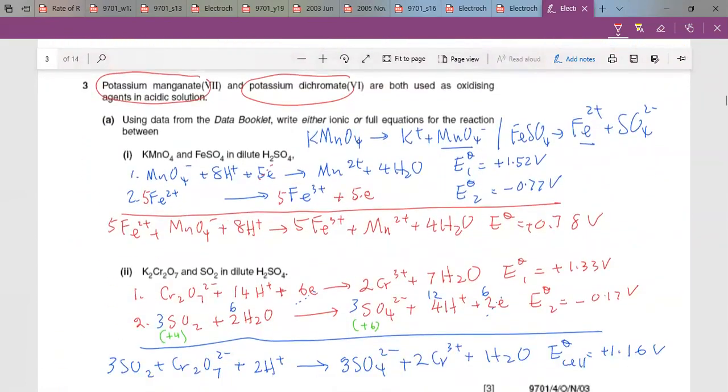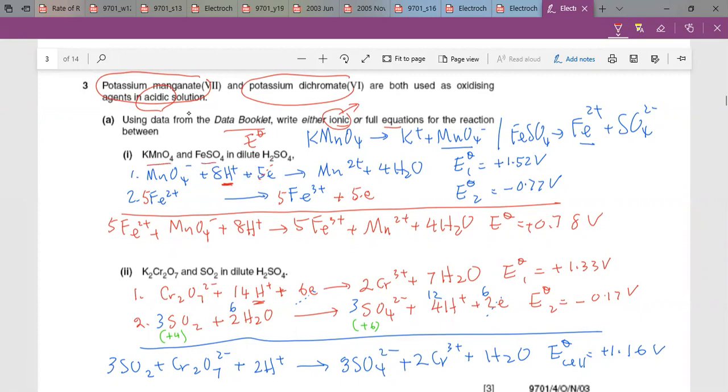So now, both use an acidic solution. Why? Because there is always H plus. You got H plus, and the dichromate. So now using the data in the data booklet, of course using your standard electrode potential, write either the ionic or full equation. Ionic is easier because in the data booklet, it is always given in ionic form. The full one is very troublesome, very difficult.